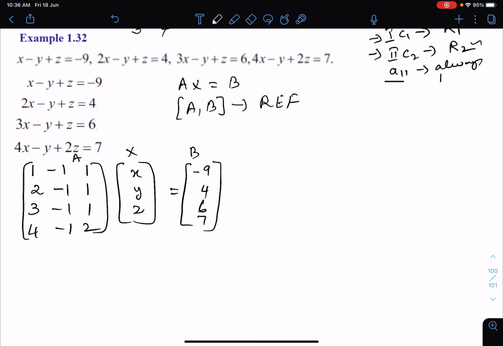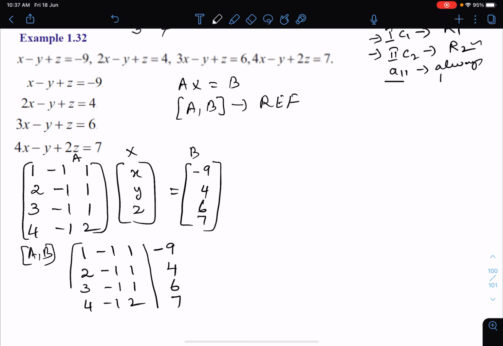Now we will write the augmented matrix A comma B. 1, minus 1, 1, and here it is minus 9. Second row 2, minus 1, 1, constant 4. Third row 3, minus 1, 1 and constant is 6. And 4, minus 1, 2 and our constant is 7. Drop the line in between to show it is an augmented matrix. In the first row you have got 1, so you don't need to interchange any row. You can directly start reducing the elements.